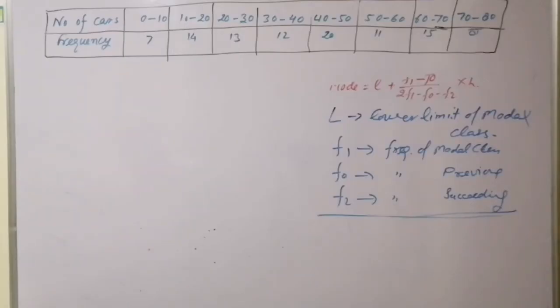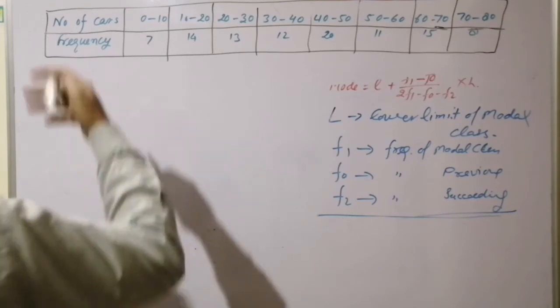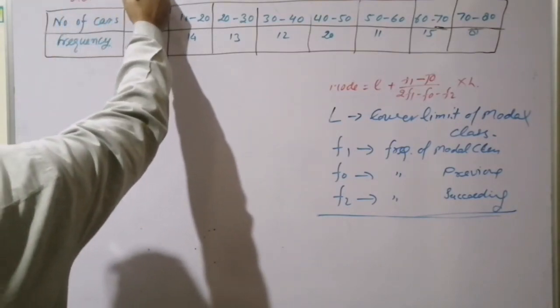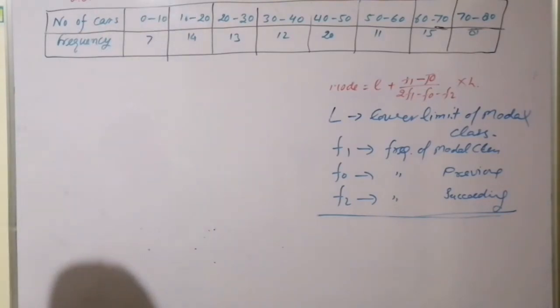Next question is question number 6. A student noted the number of cars passing through a spot on a road for 100 periods, each of 3 minutes, and summarized it in the table given below. This is the table where it is summarized. Find the mode of the data. It is question number 6, Exercise 14.2.